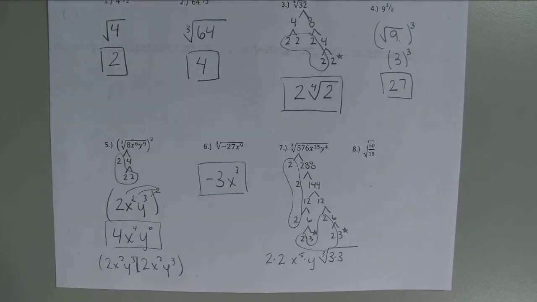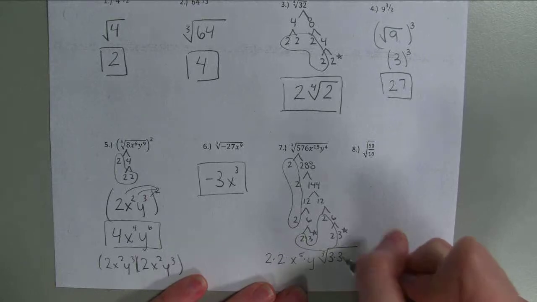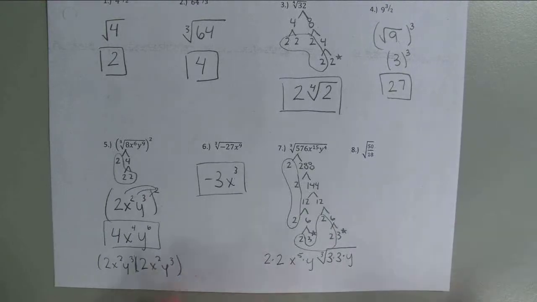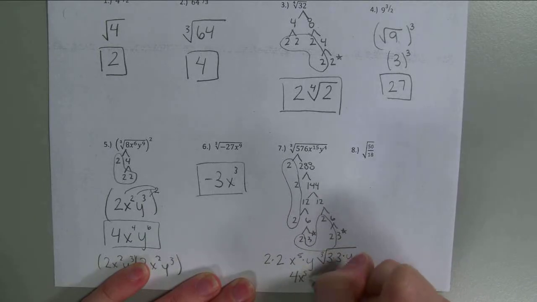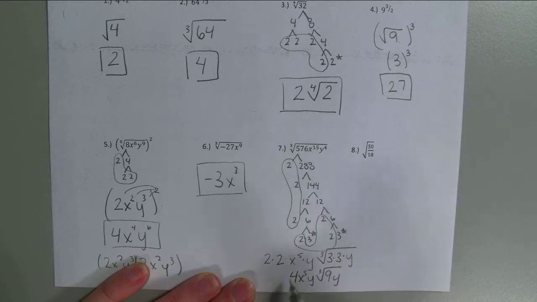All the x's came out because 3 went into 15 evenly, but how many y's remain? 1. Because 3 went into 4 1 time with a remainder of 1. So I might be breaking it down way more than you need to. Like if you know 2 times 2 is 4, 4's coming out, that's fine, and 3 times 3 is 9, that's fine. So the final answer that my math lab's going to want is 4x to the 5th y times the cube root of 9y.